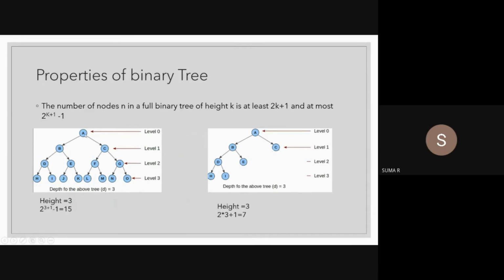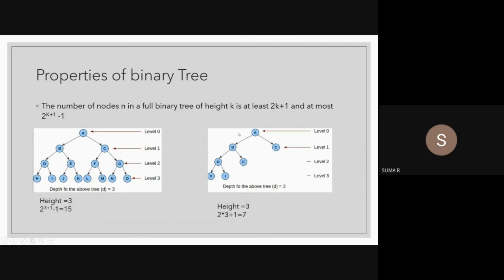See how many nodes are there? 1, 2, 3, 4, 5, 6, 7, 8, 9, 10, 11, 12, 13, 14, 15. So 15 nodes are there. As per the equation, the rule is true.